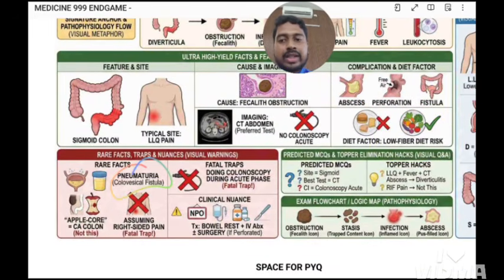Now what is pneumaturia? Pneumaturia means because of the diverticulitis there can be a fistula between the bowel and the urinary tract. Okay, that is between the bladder. So this is known as pneumaturia, which means there will be air bubbles in the urine. Air bubbles from the colon will go into the bladder. And the apple core lesion is not seen in diverticulitis.